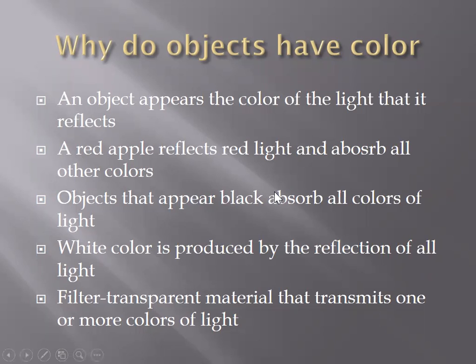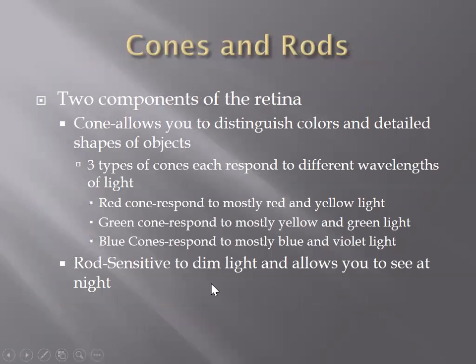In the summertime, black things get hotter. Darker things get hotter because they absorb all colors. White reflects all colors. And a filter is something that transmits one or more colors of light. My child loves to get her little magnet thing and hold it to her eye and say, oh, look, Daddy, everything's pink. Only pink can pass through.